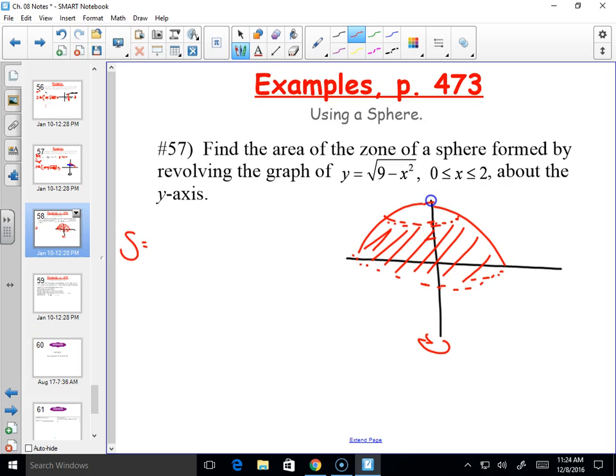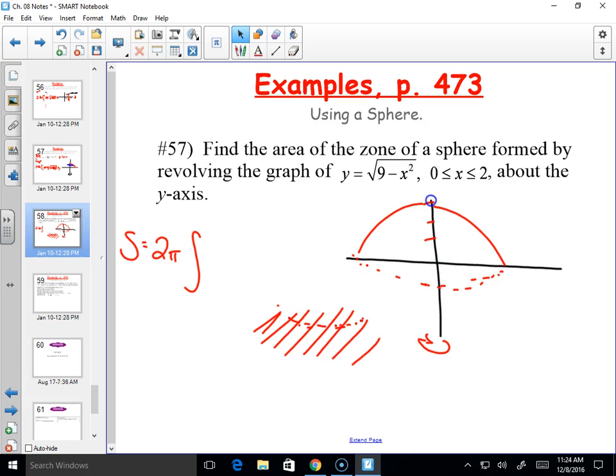S equals 2 pi, integral of... 9 minus 4. Hold on. Wait, yeah, that's not right. I did it the wrong way. I did y is 0 to y is 2, didn't I? So we have to plug into my formula, true?